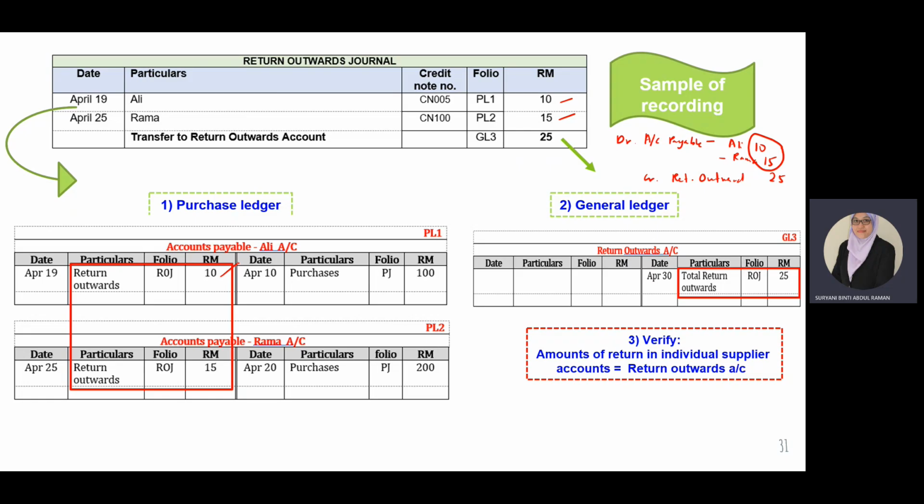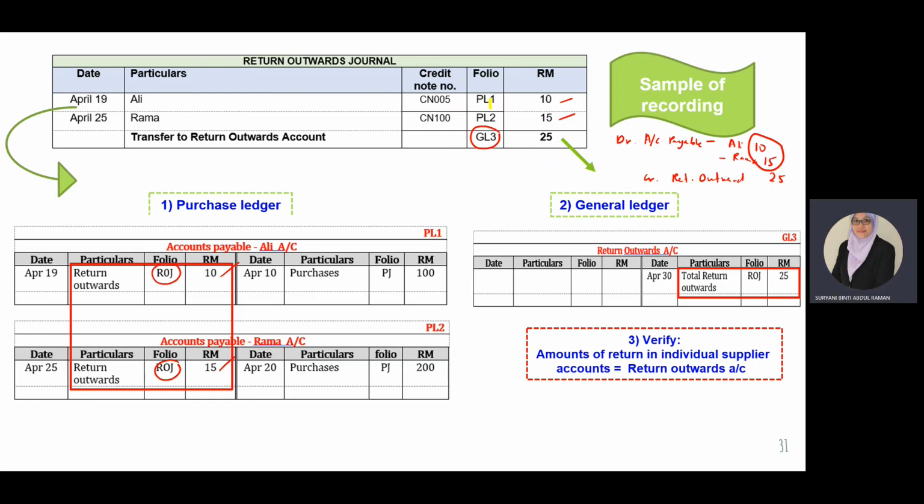So this is how you record: debit accounts payable Ali, debit accounts payable Rama. The folio here refers to the reference number of the journal, so we use the acronym ROJ. ROJ stands for Return Outward Journal. Next, the double entry will be credit return outward, using the code GL3. So we will record on the credit side of the return outward account with the total amount.